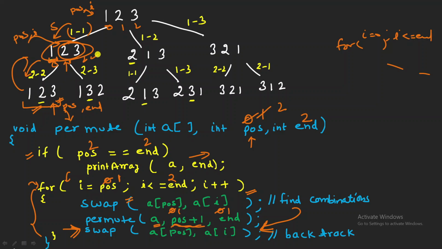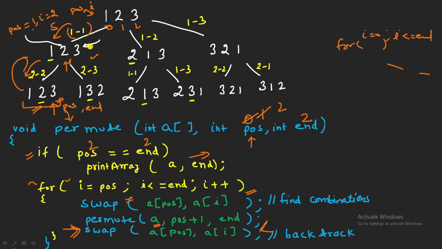Now I will come here and increment I plus plus. Now I will be at the second position. The position variable is the same, that is 1, but I will be 2. So this is position and this is I. Now here position is 1 and I is 2. So the elements at positions 1 and 2 are swapped. That is, 2 is swapped with 3. So I will get 1, 3, 2. And then I permute.